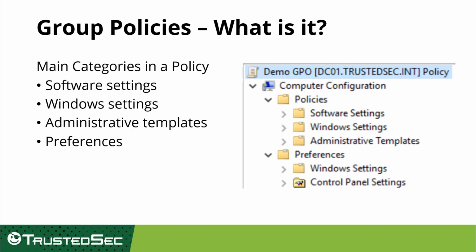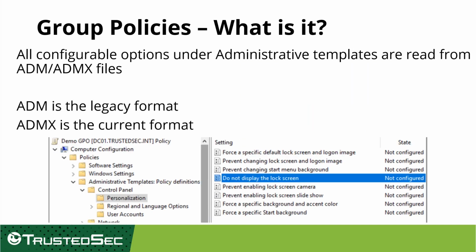Administrator templates, on the other hand, are meant to be more persistent in their settings. All the settings we find under the Administrative Templates category are read from template files within a folder called Policy Definitions that is located under C:\Windows. These template definitions come in two formats, either ADM or ADMX. ADM is the legacy format that was used prior to Windows Vista, and ADMX is the newer and current format.